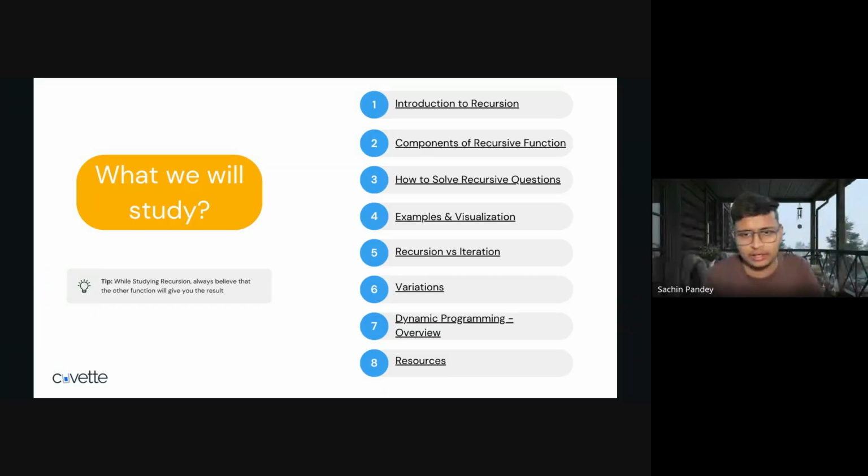I used to use and which are really good. So we'll discuss those visualization tools, and after that, we'll discuss recursion versus iteration. What is iteration? What is recursion? How is it different, and which one to choose when?